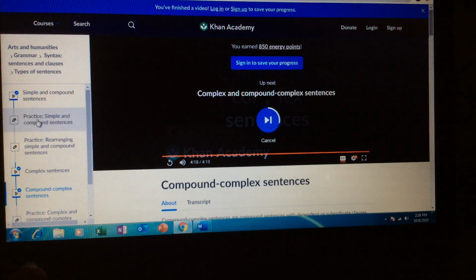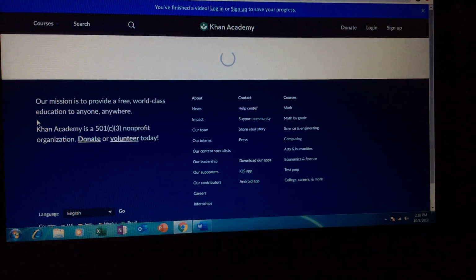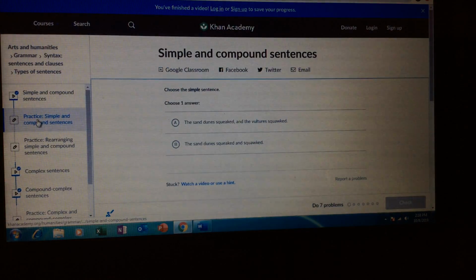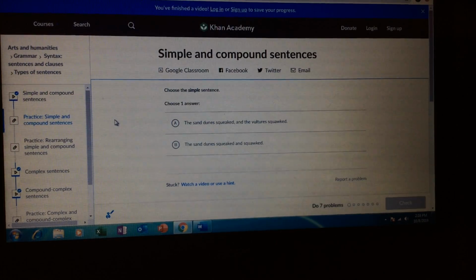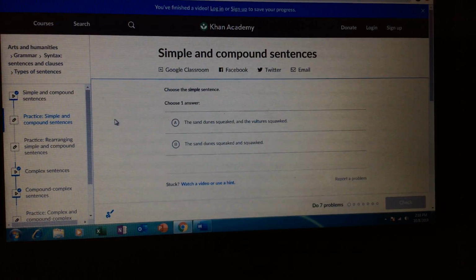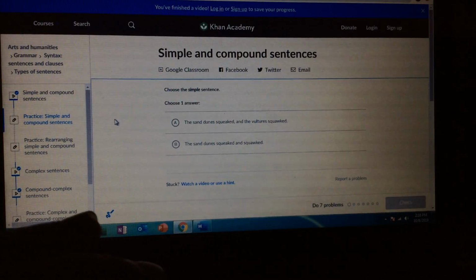Okay, so I have this practice sentence about the simple and compound sentence. So let's all answer this. So choose the simple sentence. Which do you think is the simple sentence? Is it A, the sand dunes squeaked and the vultures squawked, or B, the sand dunes squeaked and squawked? Which do you think? Is it A or B?